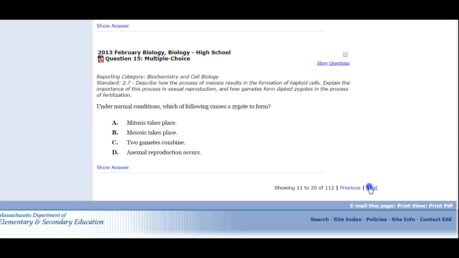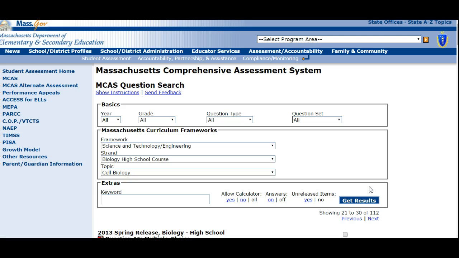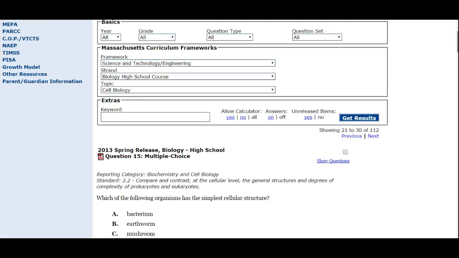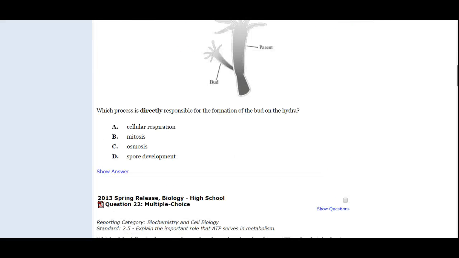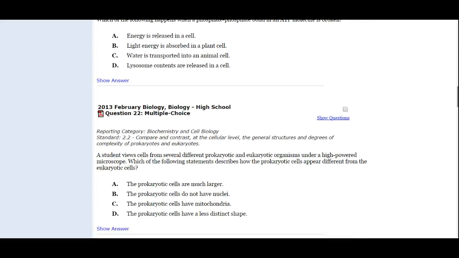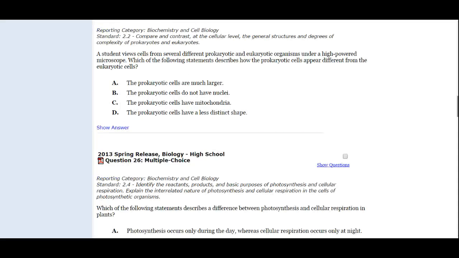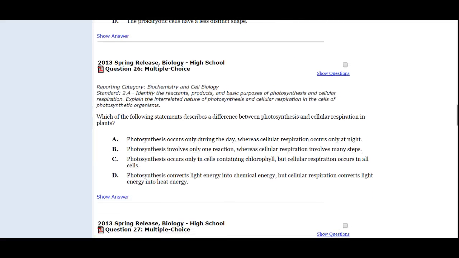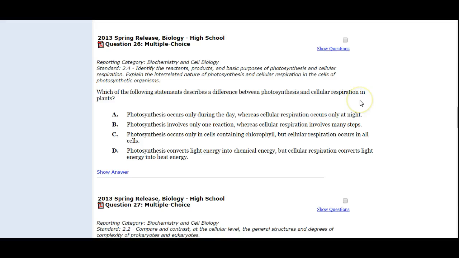Okay, moving on. Trying to find a couple key questions from each topic and not make this video terribly long. I'm almost at 10 minutes. Okay. Prokaryote question. Here's a good one with photosynthesis, cell respiration in one question. Which of the following statements describes a difference between photosynthesis and cellular respiration in plants? Think about it.